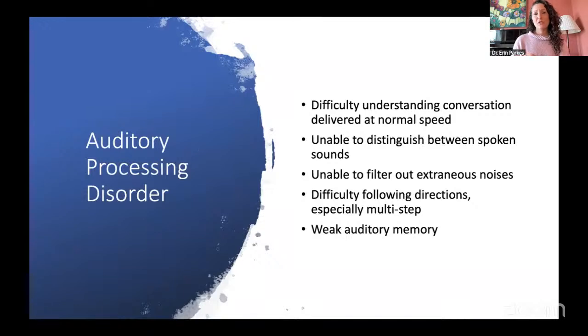So again, in auditory processing disorder, it has nothing to do with hearing. It's the way that your brain is processing sound. So it's things like difficulty understanding conversation delivered at normal speed. So that speed piece is a big thing.